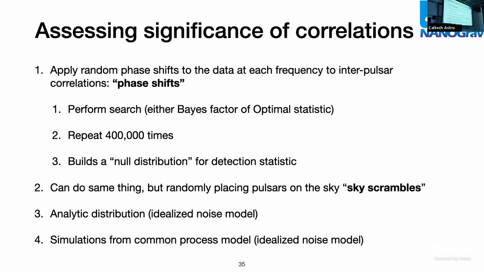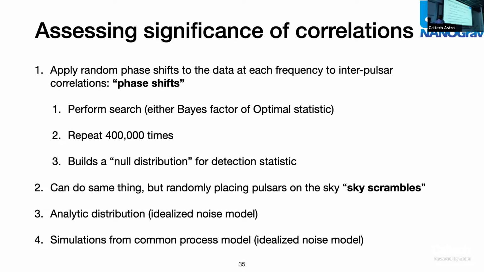So we apply random phase shifts to the data. We can't do something like what a lot of ground-based detectors do because our signal is on all the time, right? So we can't just look at a time where we have no signal and say, oh, that's what our noise looks like. We have to find some way to break our correlations between pulsars and then measure how frequently we might accidentally detect correlations when there are none in the data. And that's really what we're trying to do here.